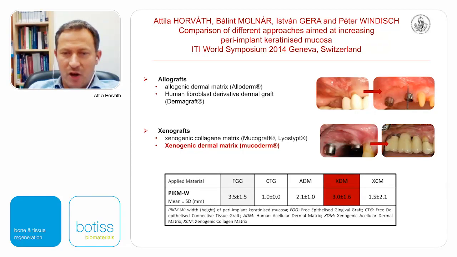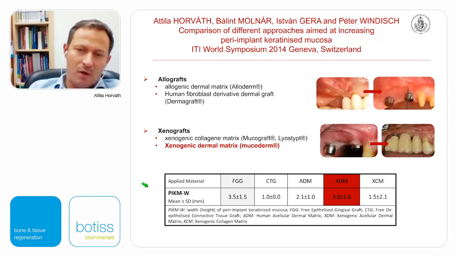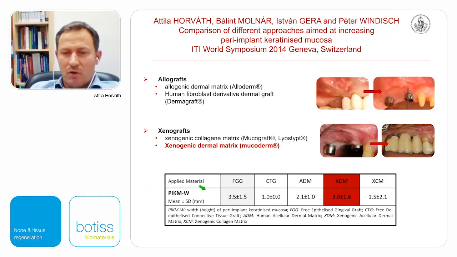and I'll just show quickly the results of this pilot. This shows us the width of implant keratinized mucosa at the final result, because that is what is clinically important, whether we have more than 2 millimeters or not. This FGG, which is an autograft, we've seen is 3.5 millimeters. None of the other materials, like xenogenic collagen matrix, allogenic dermal matrix, or CTG, came close. Only the xenogenic dermal matrix, which is the mucoderm, was able to come shoulder to shoulder in terms of the result with the FGG. So the result was 3 millimeters.